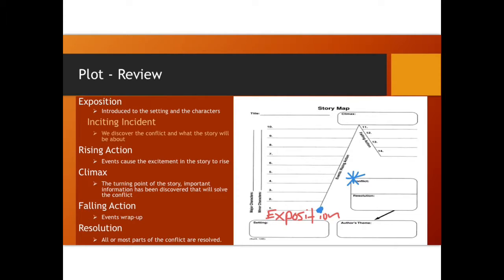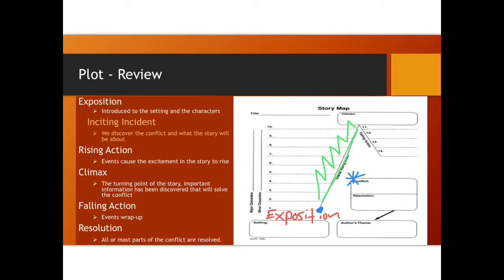Then we have rising action. Rising action causes events and usually a lot of excitement. Now, rising action here is shown as one steady line, but typically when we have rising action, it's small jagged peaks. These peaks usually occur at the end of chapters. It's one way to get kids, students, parents, everyone hooked into the story.